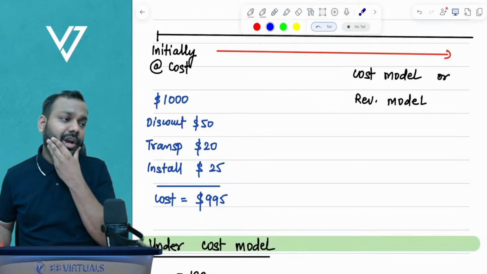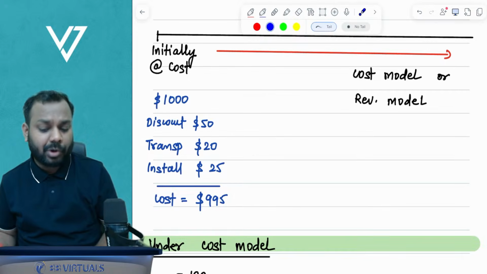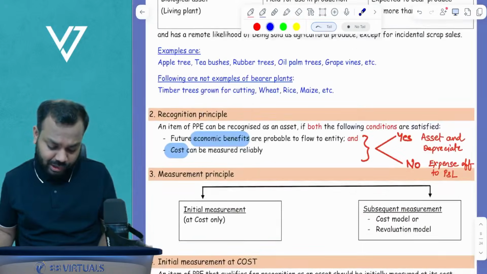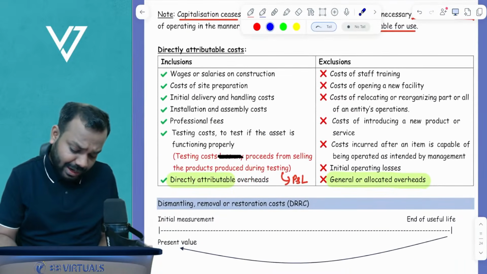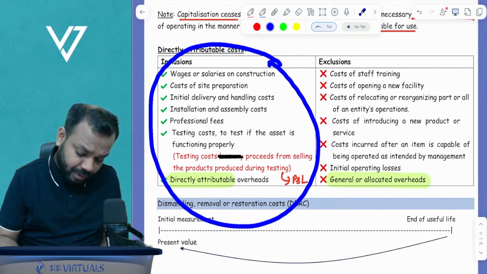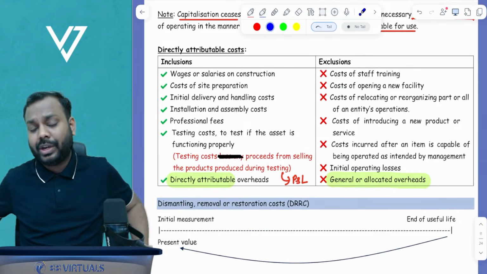Now comes the question, what are the inclusions or exclusions of these directly attributable costs? That also we studied yesterday. These are the costs which are included, these are the costs which are excluded. So this is what we studied yesterday.